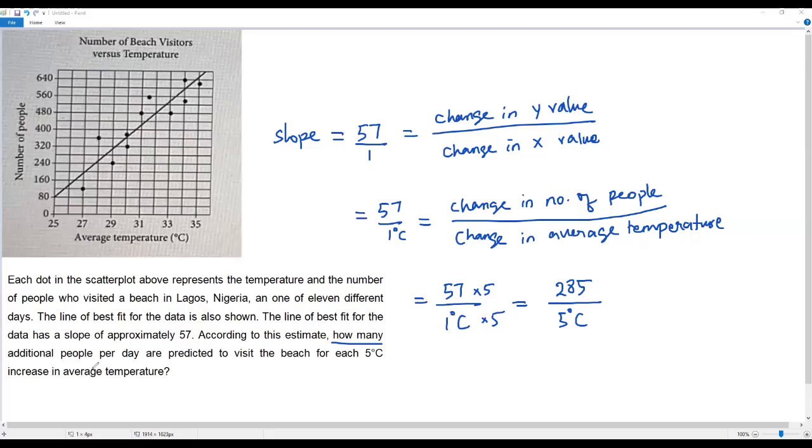Now let's go back to the question here. How many additional people per day are predicted to visit the beach for each 5 degrees Celsius increase in average temperature? So now our answer is very clear. There are 285 additional people per day predicted to visit the beach for each 5 degree increase in average temperature. So the answer for this question is 285.